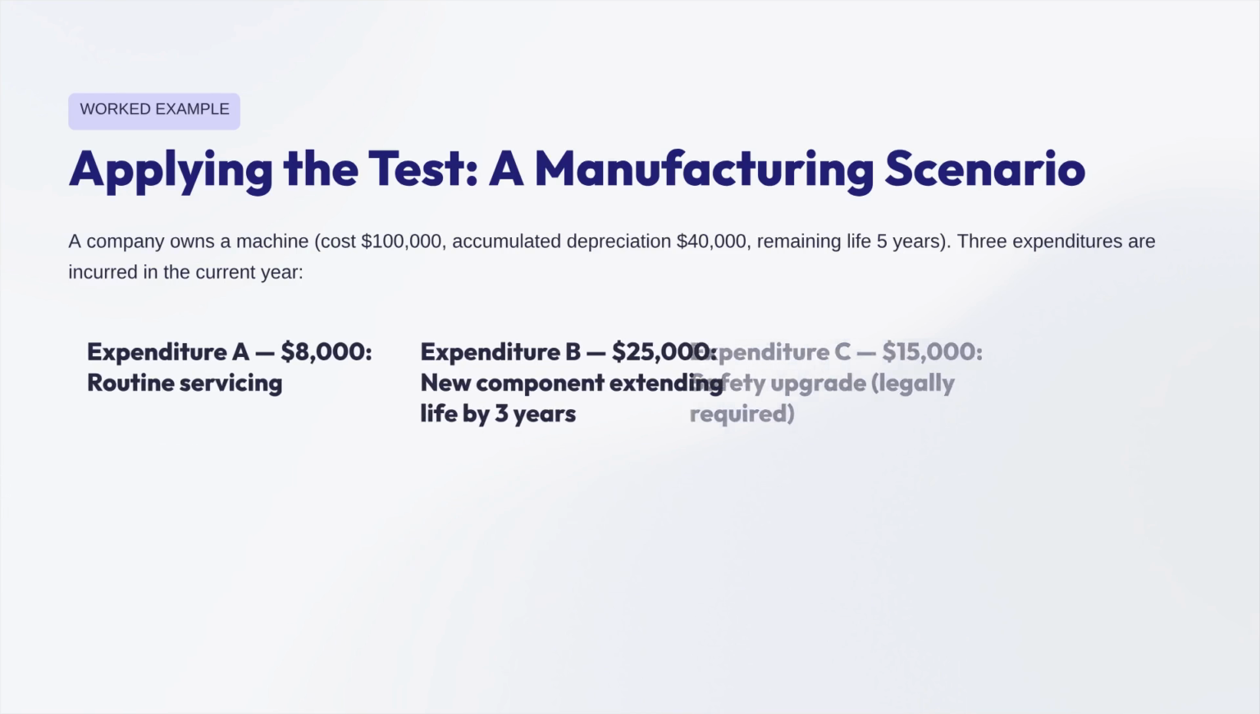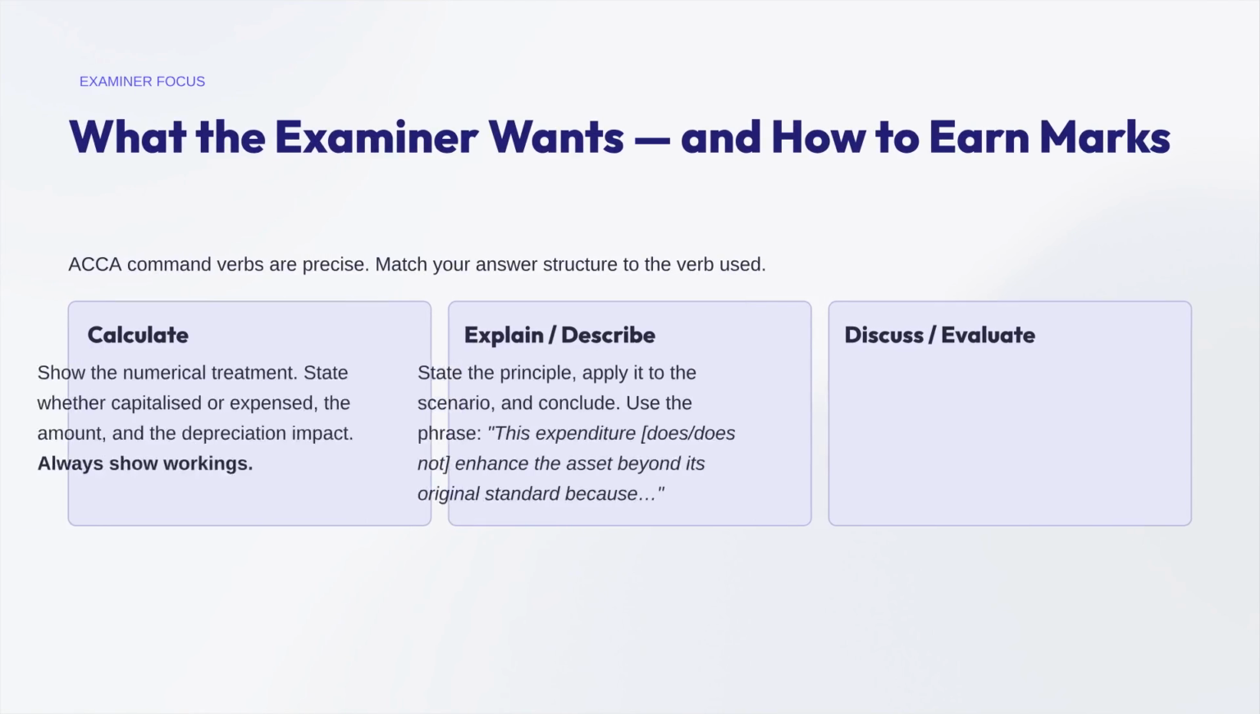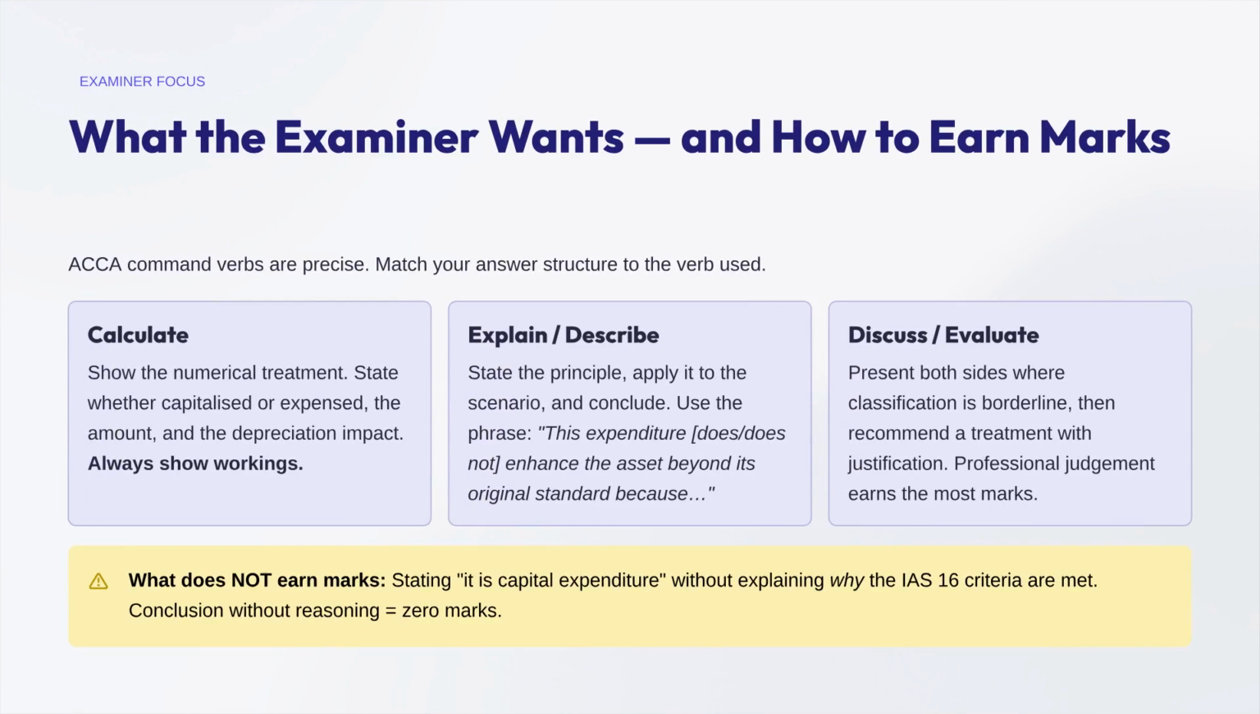Now let's turn to what the examiner actually rewards in your written answers. Here's a mark saver that students constantly overlook. ACCA command verbs are precise, and your answer structure has to match the verb you're given. Let's look at 3 of them. If the verb is calculate, show the numerical treatment. State whether the cost is capitalized or expensed, give the amount, and show the depreciation impact.